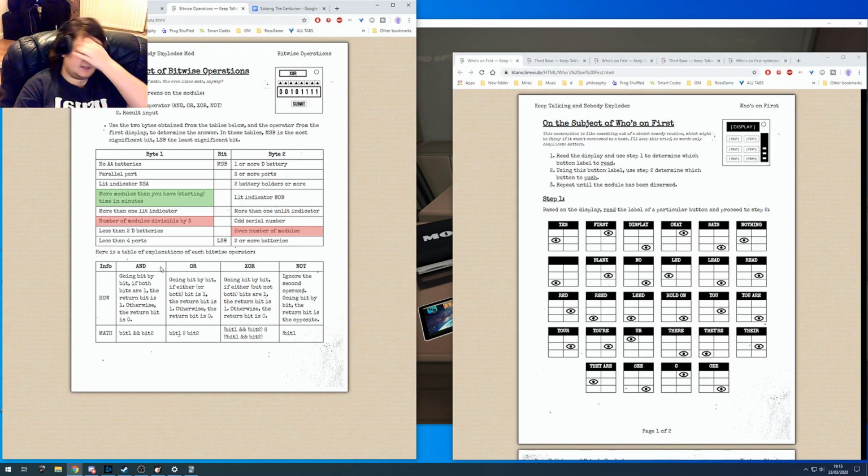And then we get to the less than things. Less than 2 D batteries or no. And less than 4 ports, 2 more batteries. Less than 2 Ds and no. Less than 4 ports.